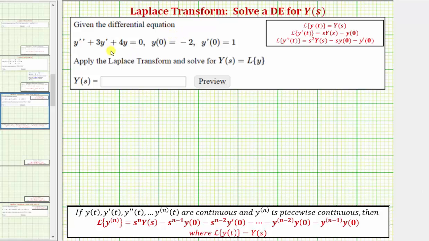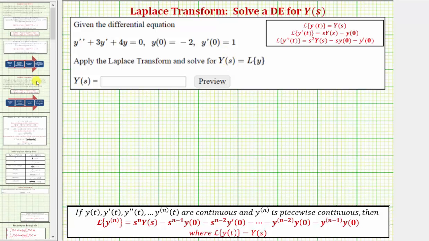Here we're given a differential equation with initial conditions. We're asked to apply the Laplace transform and solve for big Y of s, which equals the Laplace transform of y, or y of t. So we're not actually going to solve the differential equation for y of t, we're only going to solve the differential equation for the Laplace transform of y, which is big Y of s.